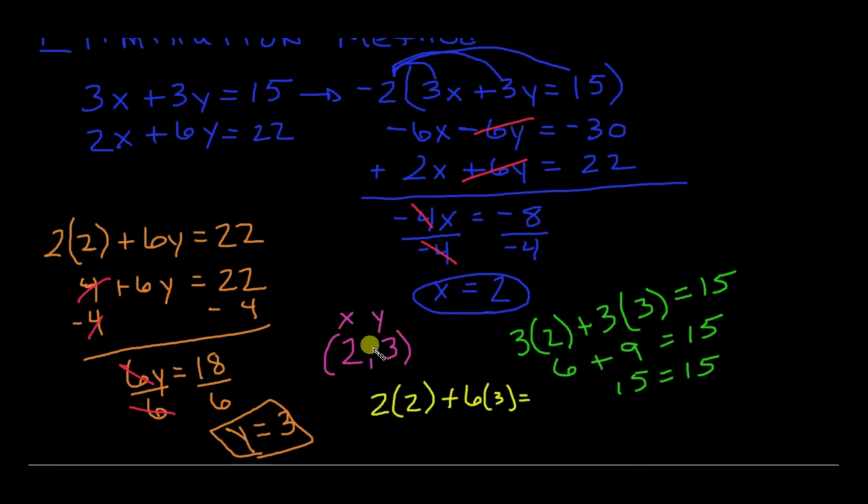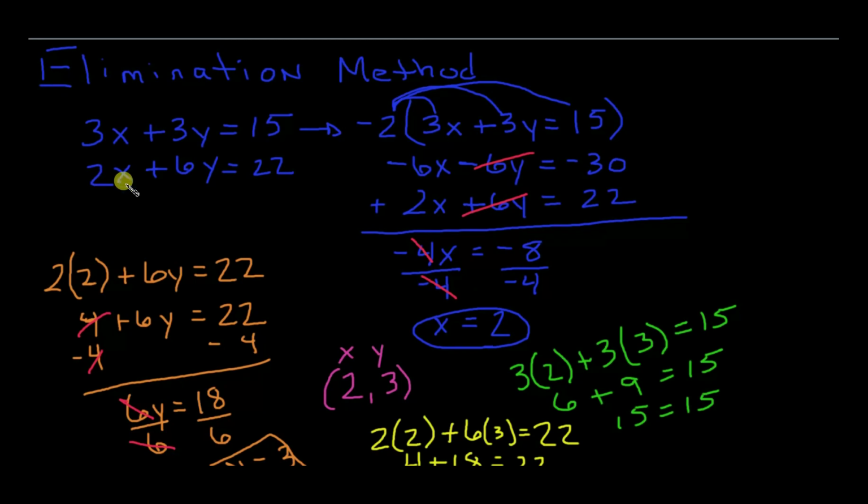So I'm a little ahead of myself here. 2 times 2 is 4, and 6 times 3 is 18. And you ask yourself, well, does 4 plus 18 equal 22? Yes, it does. So you see that the solutions you've come up with for x and y both match these equations to solve your systems of equations by eliminating one variable at first.